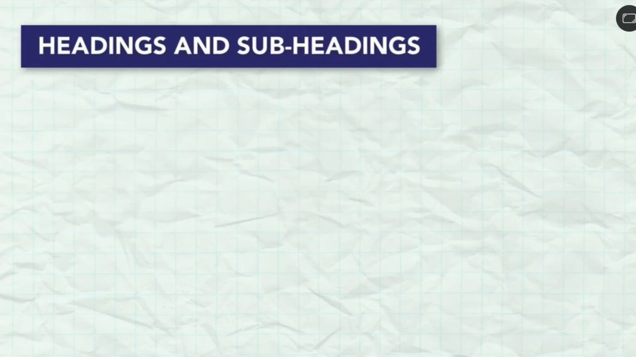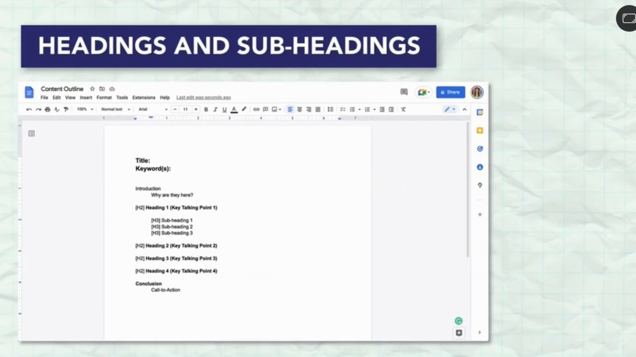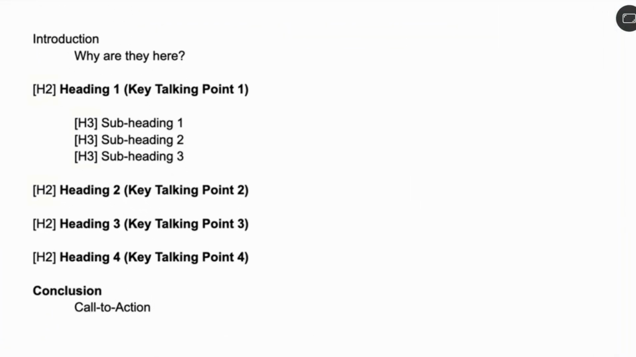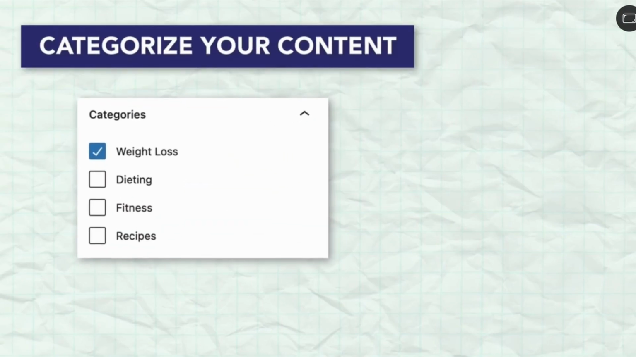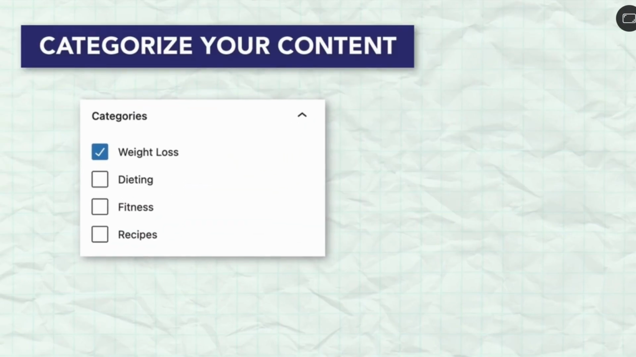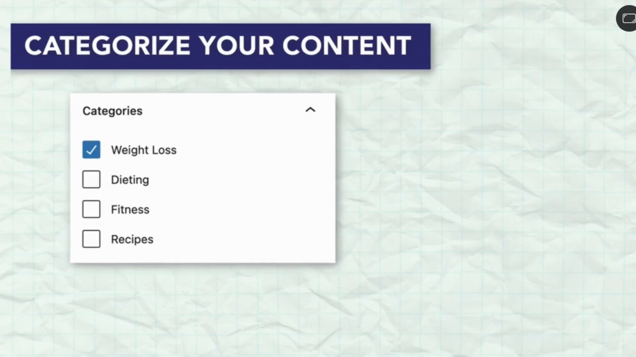Next is headlines and subheadings. I already mentioned that you need to have them when we talked about outlines, but it's also important to add the right heading tags to your content. This shows Google what the hierarchy of your content looks like. Next is categorizing your articles. If you have a blog or multiple articles on your website, it's a good idea to separate them into different categories. For example, recipes, fitness, dieting, etc.